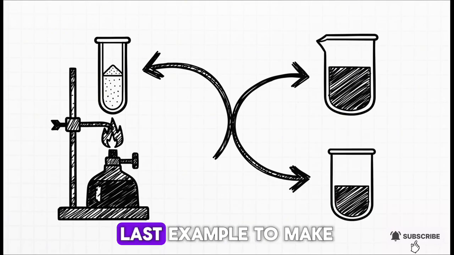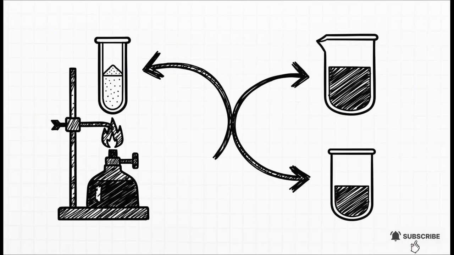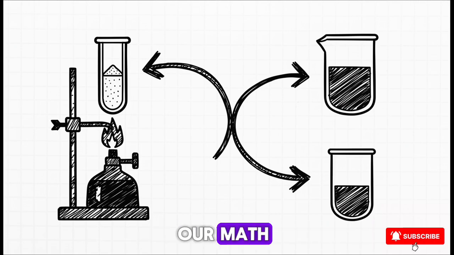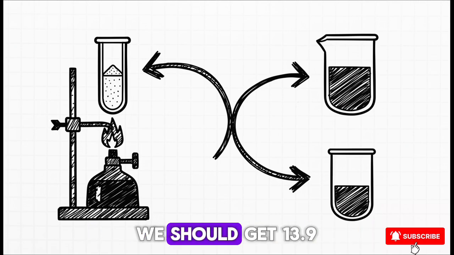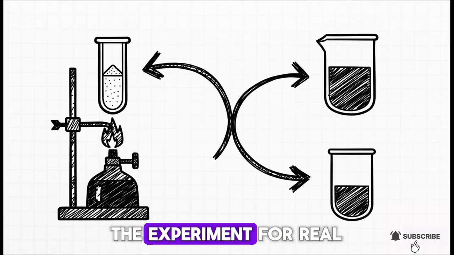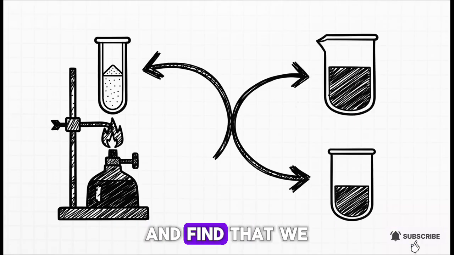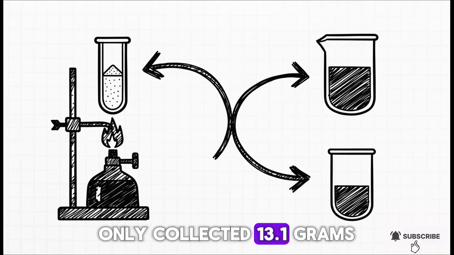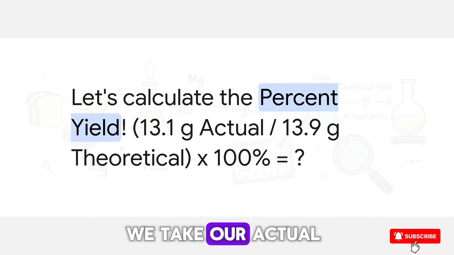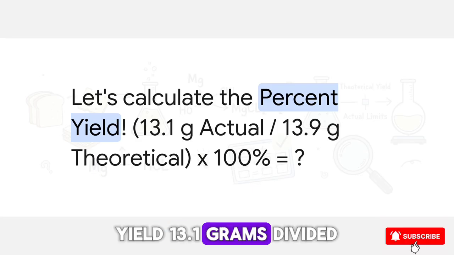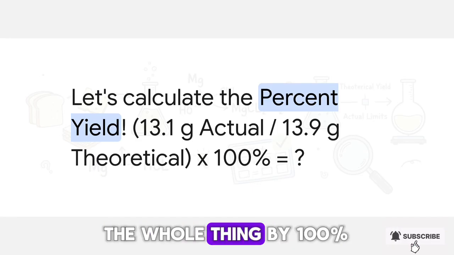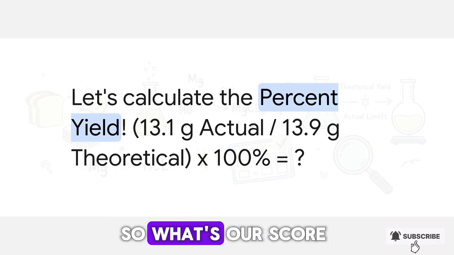Let's run through one last example to make sure this sticks. Imagine we're heating 24.8 grams of calcium carbonate. Our math, our theoretical yield, says we should get 13.9 grams of product. But after we do the experiment for real, we weigh our product and find that we only collected 13.1 grams. So we just plug those numbers right into our formula. We take our actual yield, 13.1 grams, divide it by our theoretical yield, 13.9 grams, and multiply the whole thing by 100%. So what's our score?